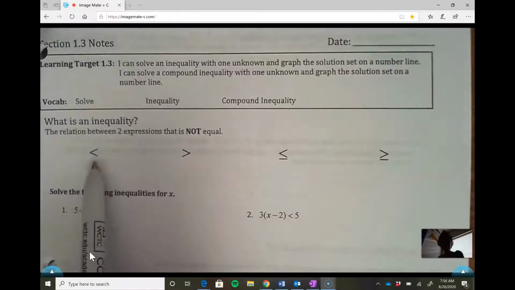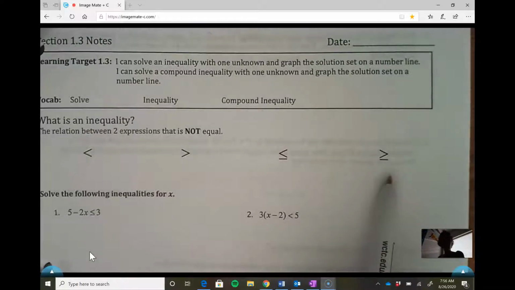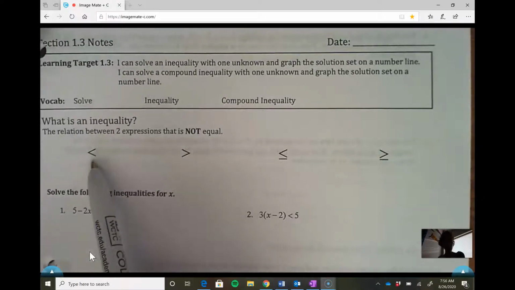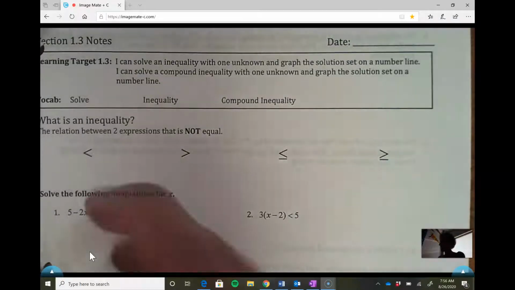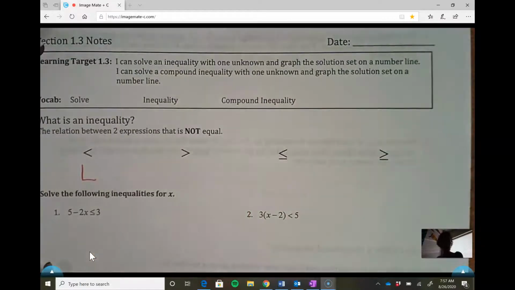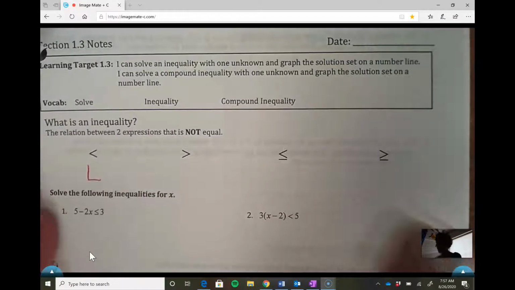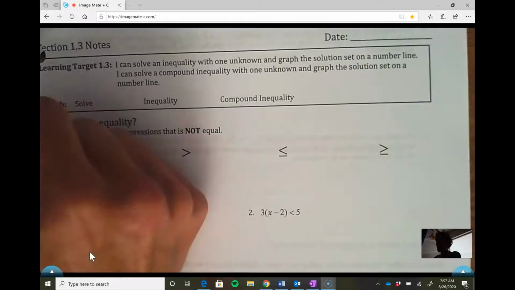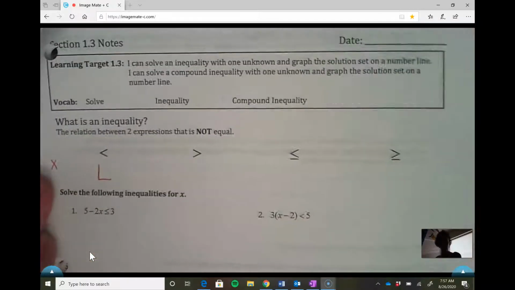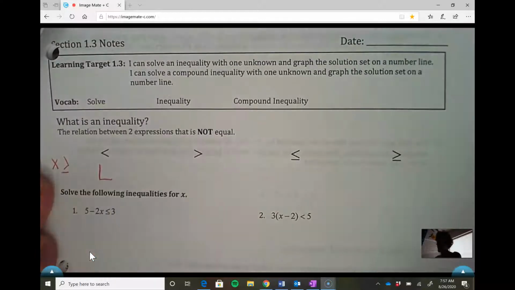So just a quick reminder, we've got our less than, our greater than, our less than or equal to, and our greater than or equal to. I remember that this is less than because it looks more like the letter L than the other one. And the other reminder is when we write our answer, we want to write it regardless of the variable that we're solving for. I think it's going to be x a lot. We want x first, and then whatever inequality sign it's going to be, and then our solution that we got when we solved.